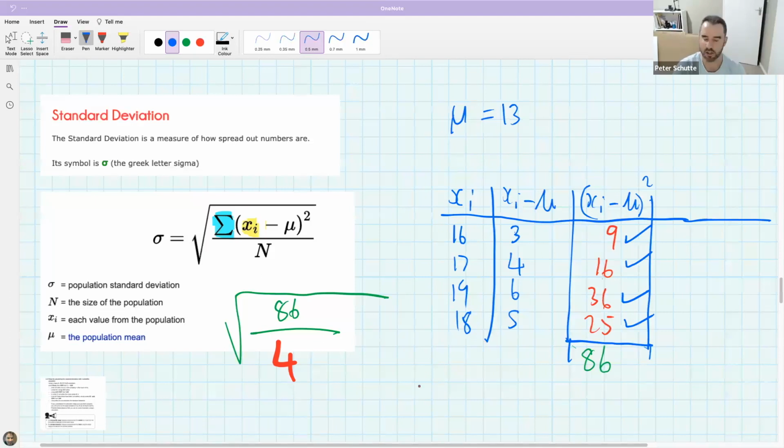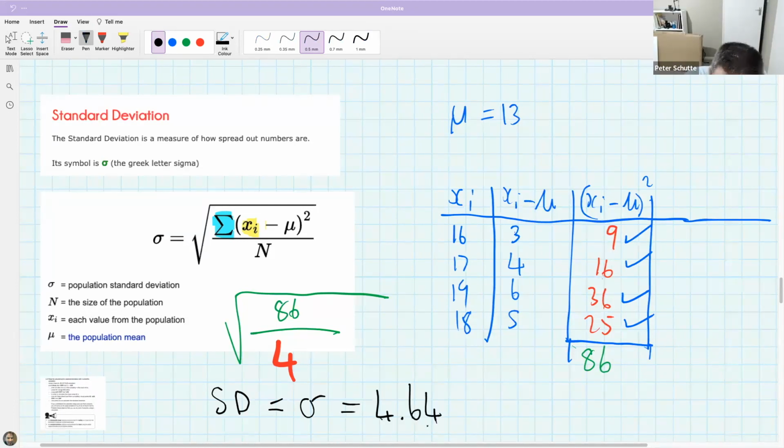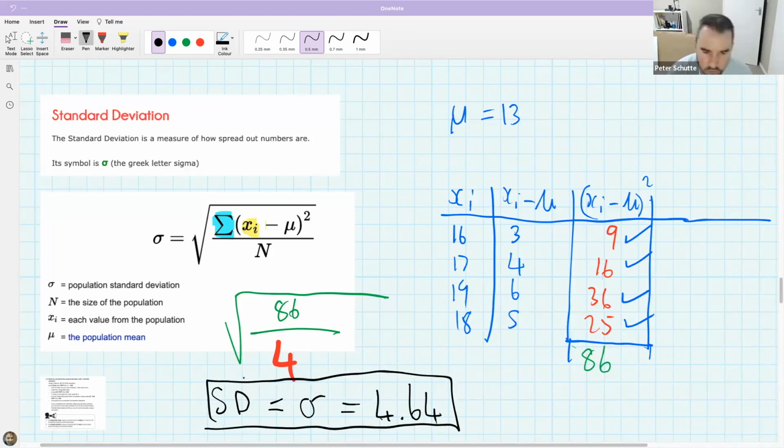And so now your calculator would have done this automatically, but I'm going to go to my calculator and go square root 86 divided by 4, and I get 4.64. So my standard deviation, or SD, would be 4.64 if I round off. And all this is telling me is how spread out the data is, how far away is it from the mean on average.